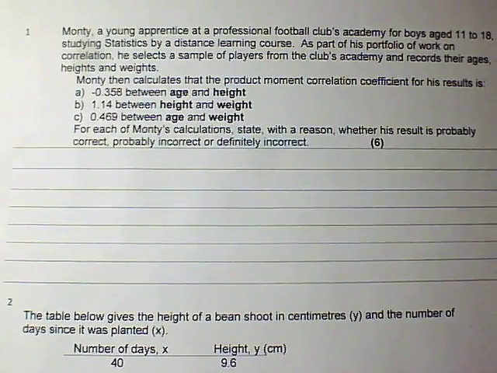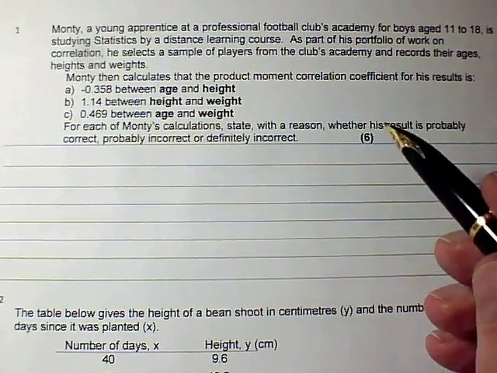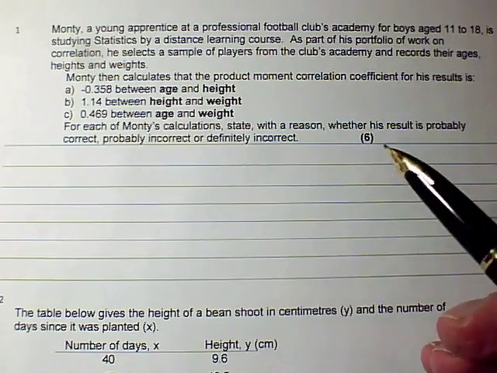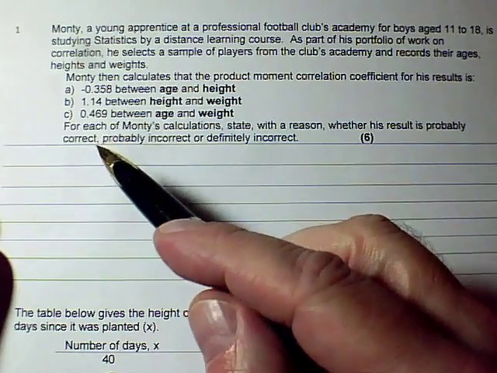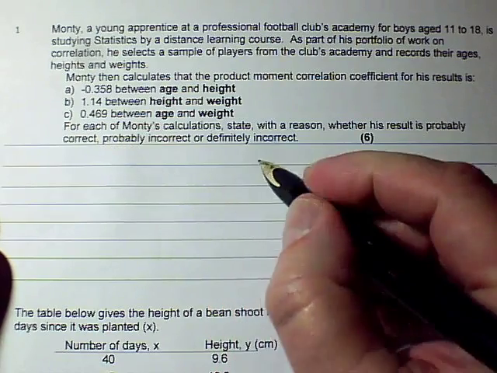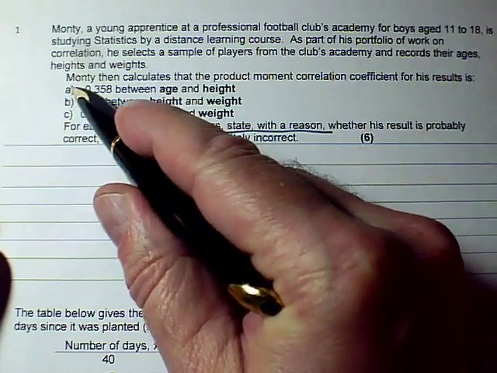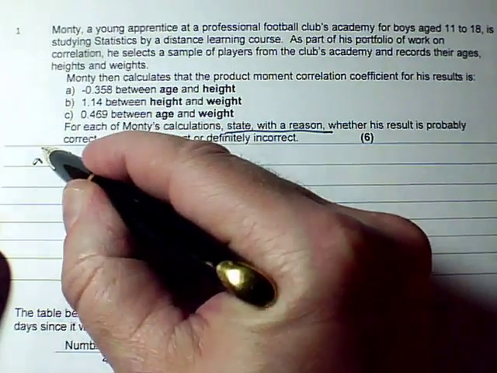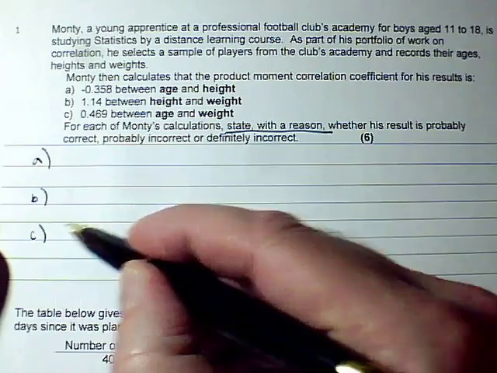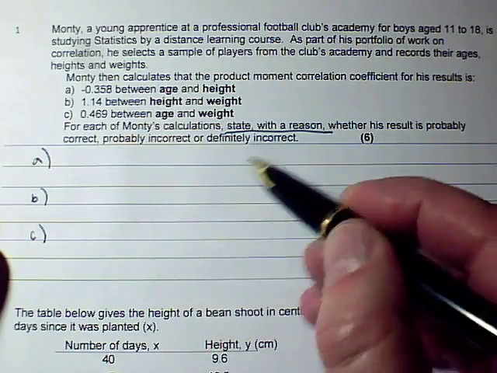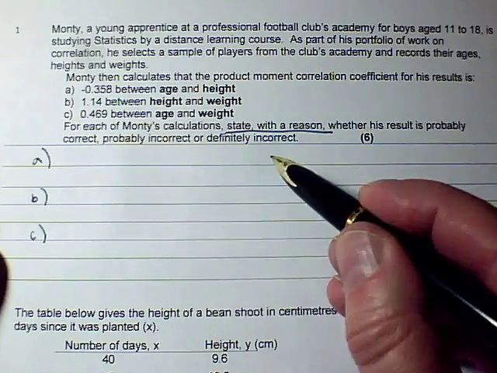Okay, as with any question with lots of words, make sure you read the words, make sure you underline everything that's important. Okay? At the end, you get to the instructions of what you've got to do. You've got to state with a reason whether for each of these, A, B, and C, so we're going to have an answer for A, B, and an answer for C, whether the result is probably correct, probably incorrect, or definitely incorrect. So after each of these, you're going to choose one of those three.